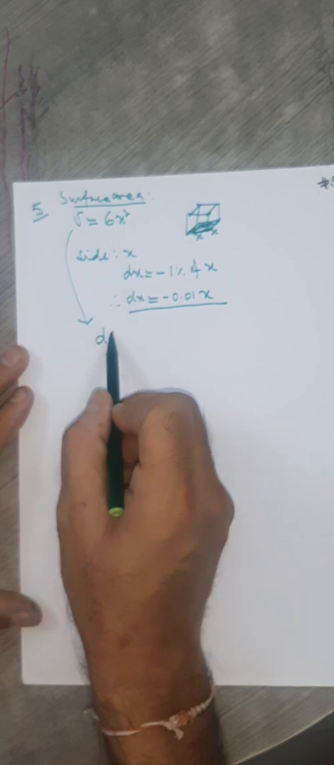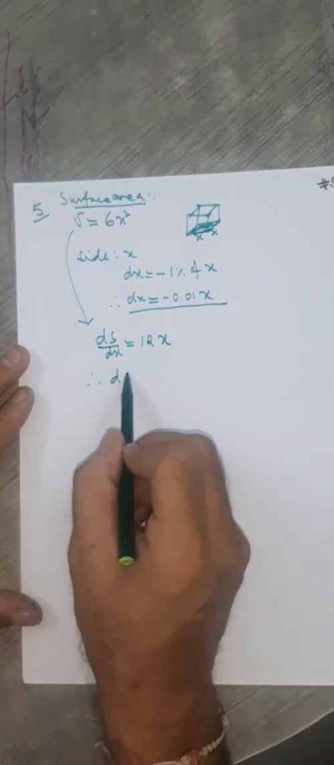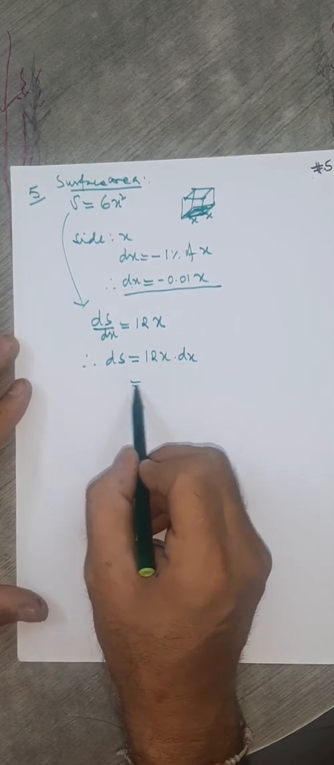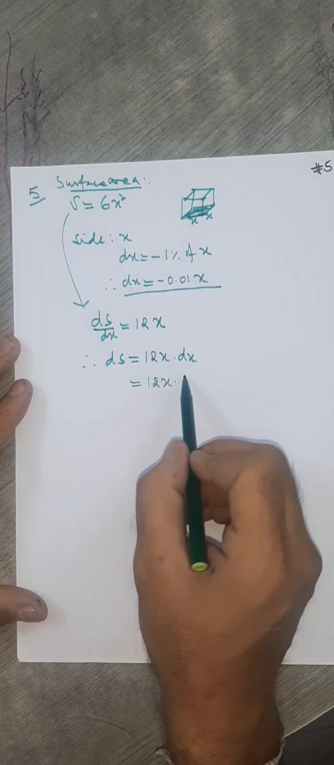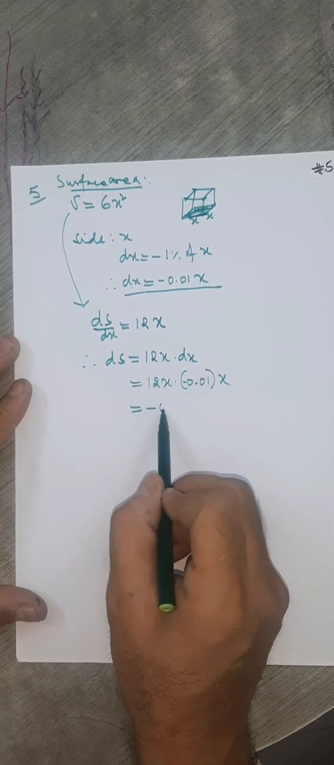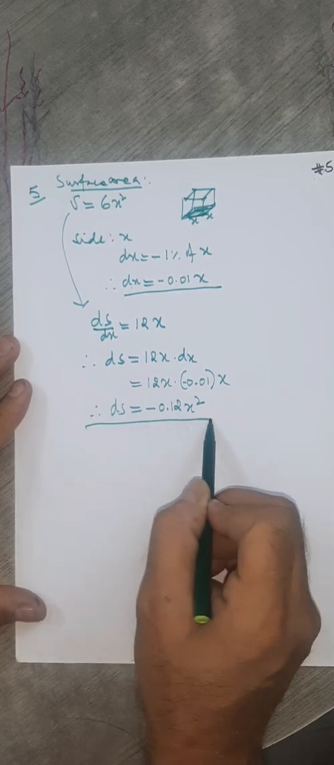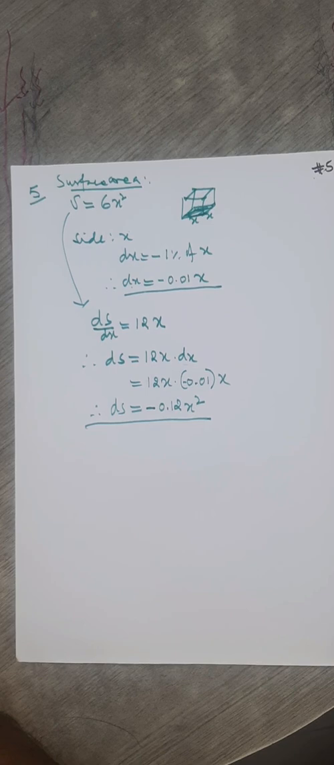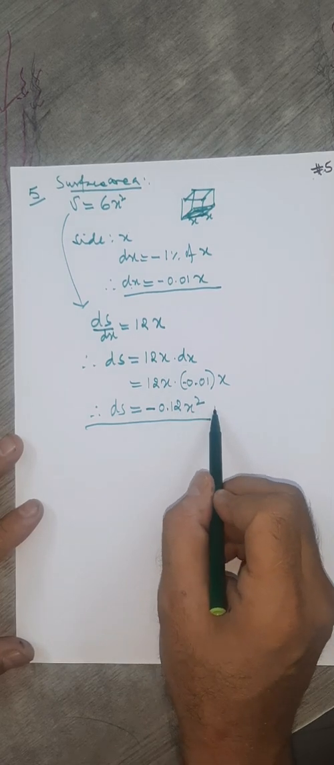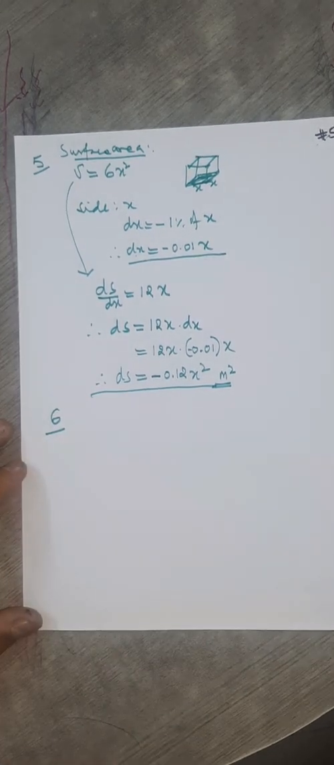Now we differentiate with respect to x. dA by dx is equal to 12x, so dA equals 12x into dx. You can write this step as we do in integration. So 12 into x as it is. What is dx? That is minus 0.01 into x. Multiplying these two, we get minus 0.12 x into x, which is x squared. Again, the minus sign indicates that there is a decrement in the surface area of the cube, with unit meter squared.